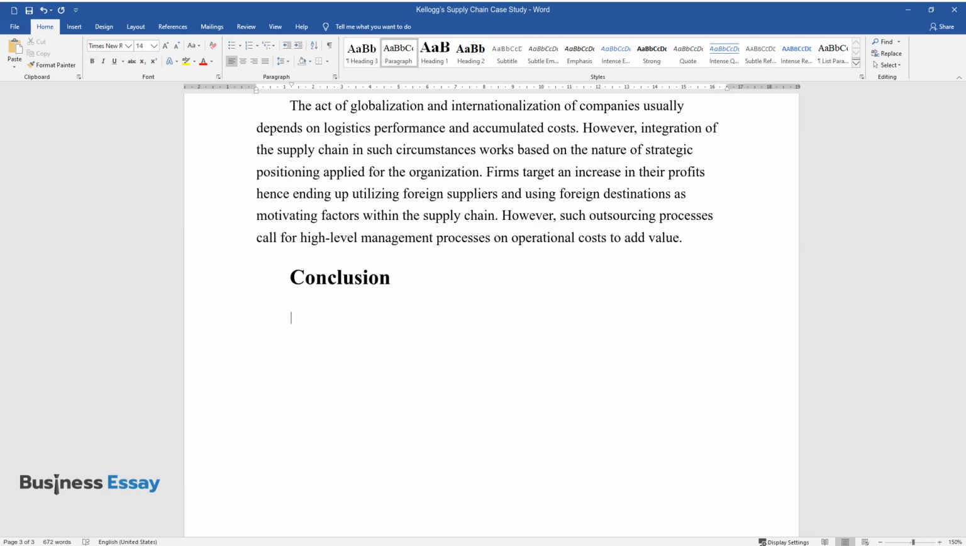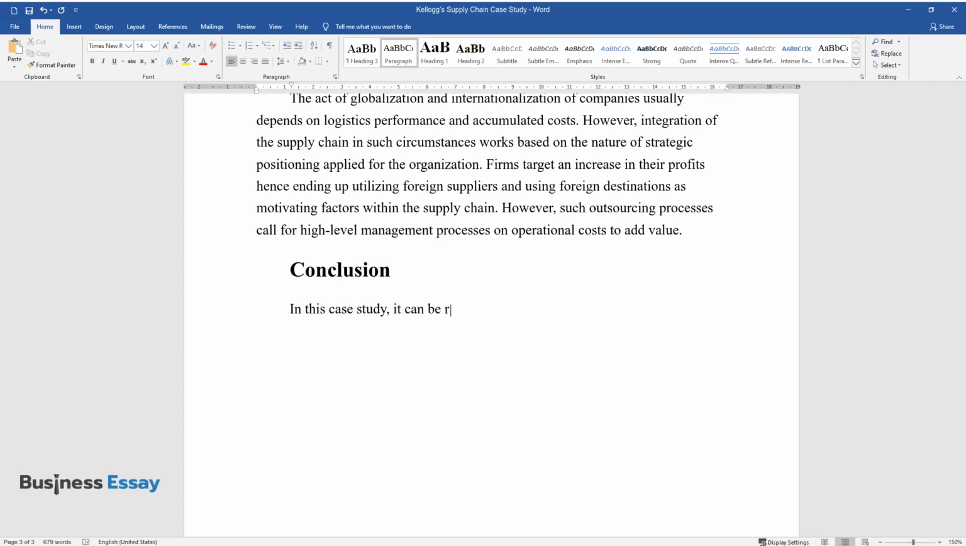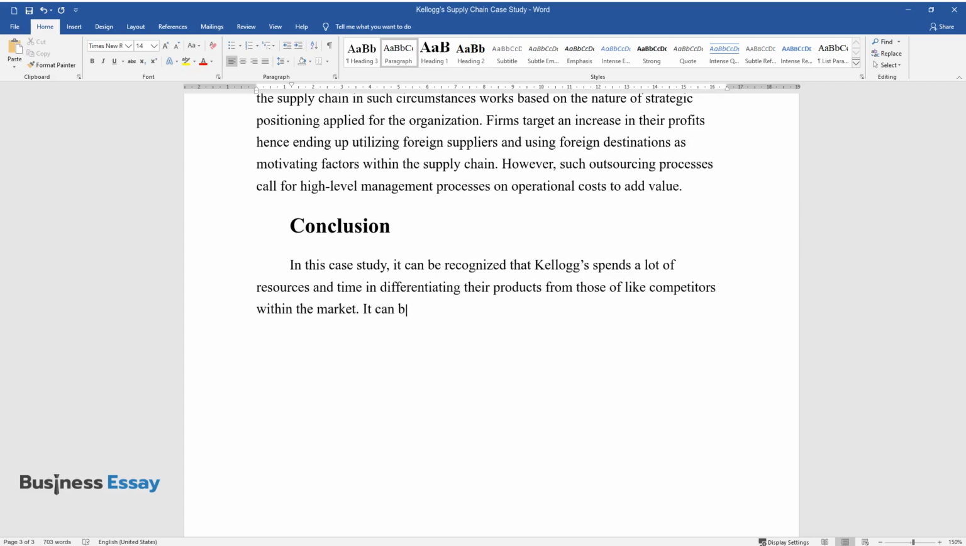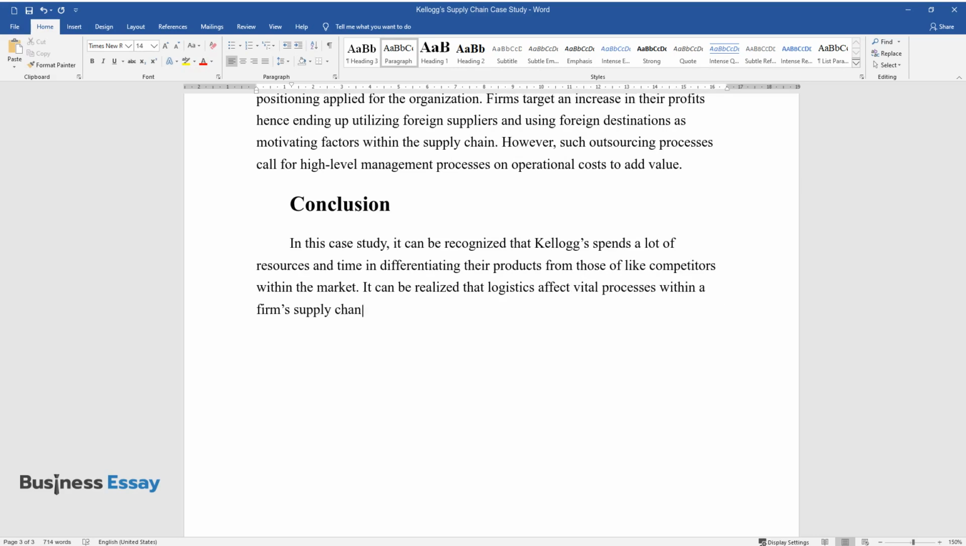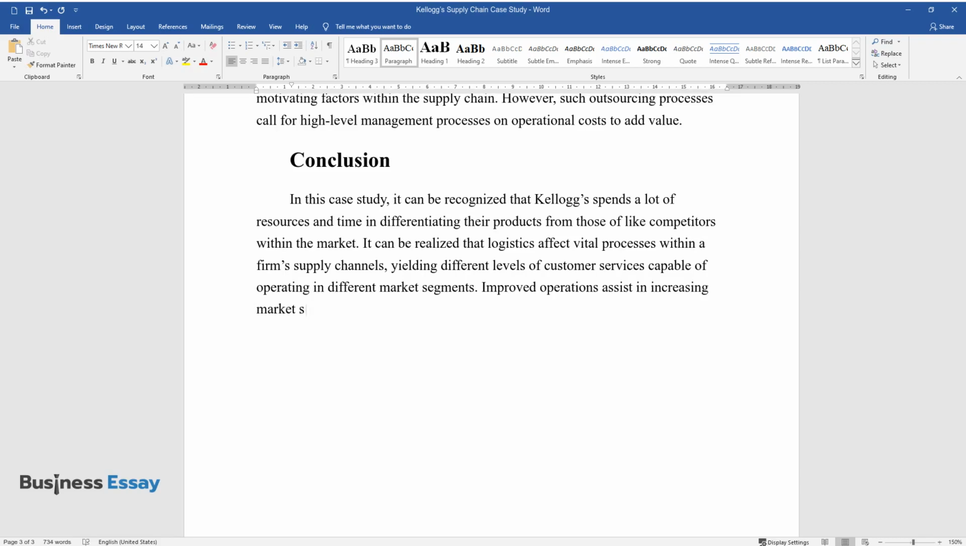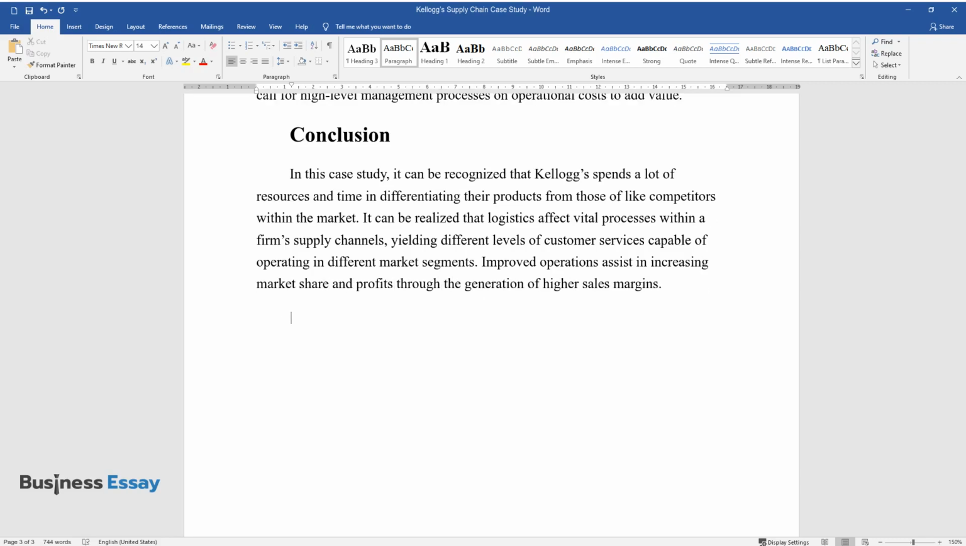Conclusion. In this case study, it can be recognized that Kellogg spends a lot of resources and time in differentiating their products from those of like competitors within the market. It can be realized that logistics affect vital processes within a firm's supply channels, yielding different levels of customer services capable of operating in different market segments. Improved operations assist in increasing market share and profits through the generation of higher sales margins.